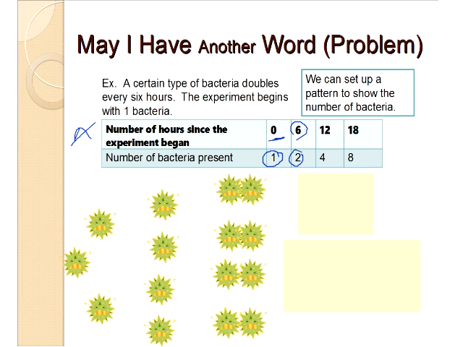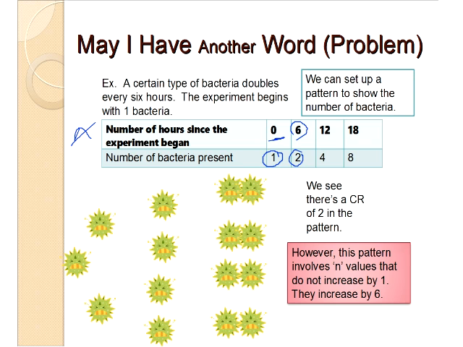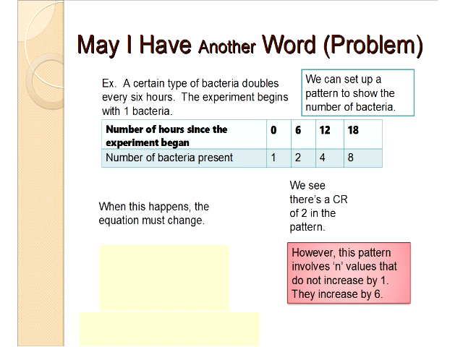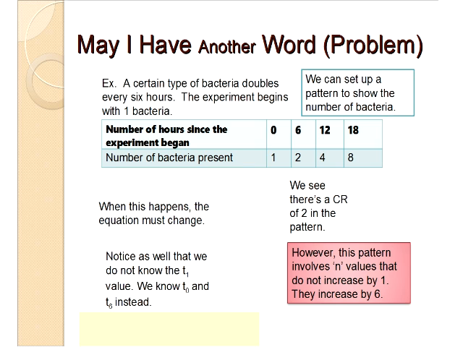And so what I can see here is that there's a common ratio, but the n values, I really shouldn't be calling those n values, they actually don't increase by 1, and they don't start with the first. They start with 0. And so we have to find a new equation. Right? We can't use this equation here, Tn equals T1 times r to the n minus 1. So we're going to have to come up with a new one.